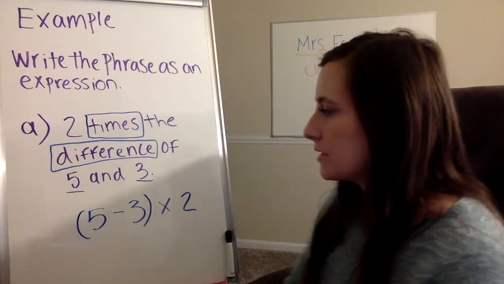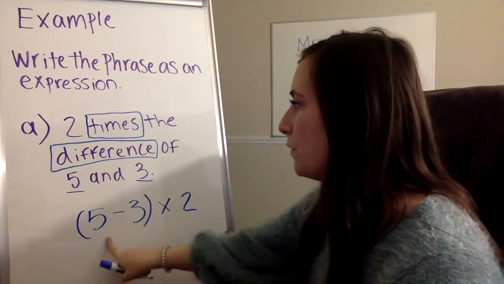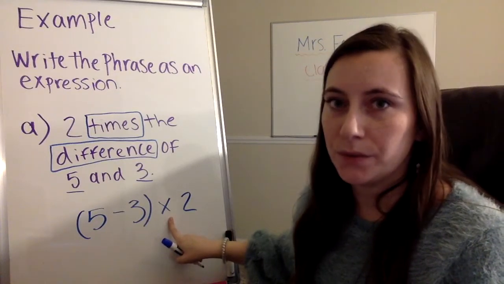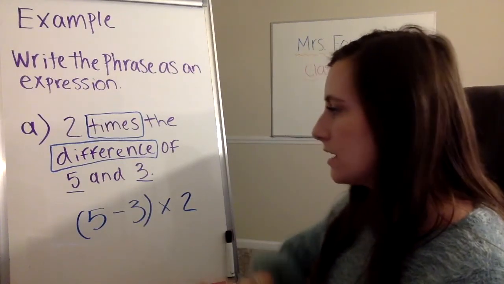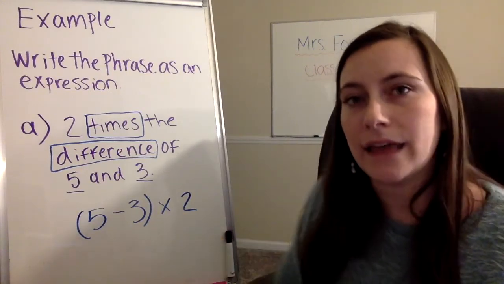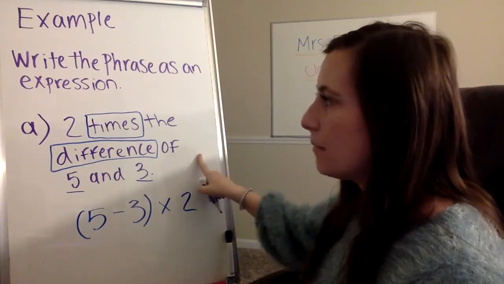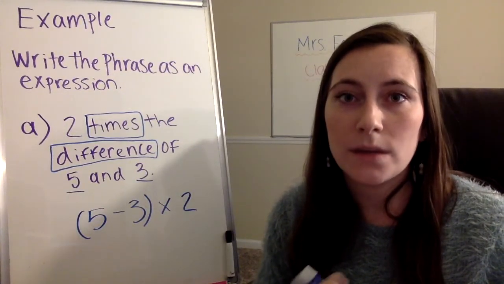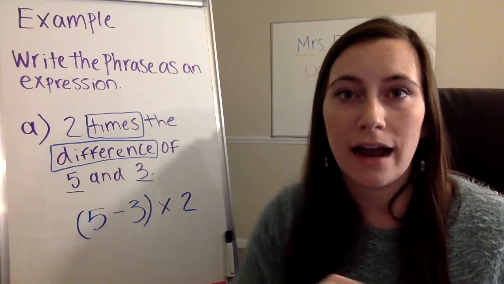so that the first thing I would do if I simplified is I would find the difference, and then I would multiply it by 2. Without the parentheses, you would have been multiplying 3 times 2 first and taking that away from 5, which does not match the expression we have written up here. Again, as always, if you guys have any questions, make sure that you're asking your teacher.